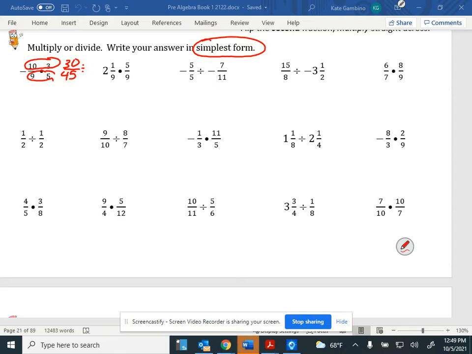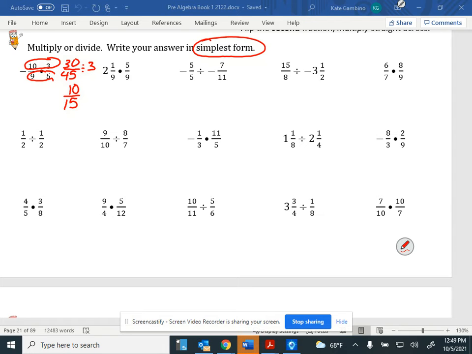What is the greatest common factor of 30 and 45? What do you think the greatest common factor is, Garrison? Okay, so we know a 3 can go into both 30 and 45. So 30 divided by 3 is 10. 45 divided by 3 is 15.